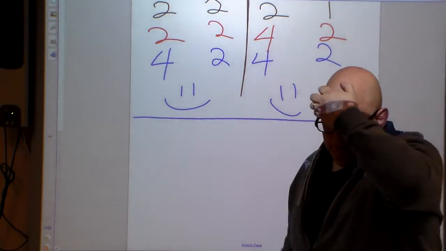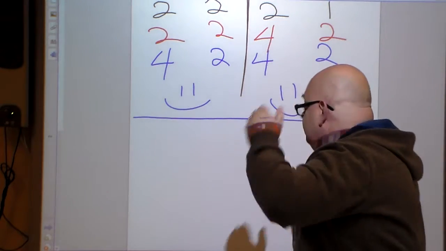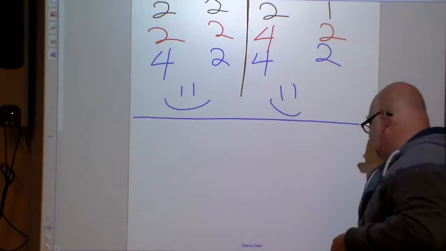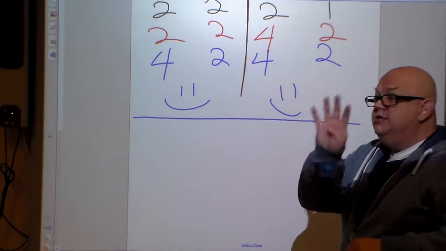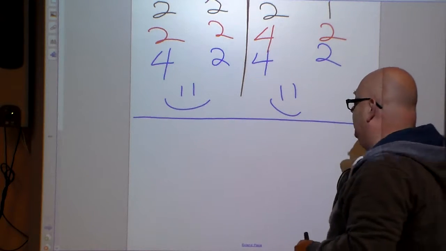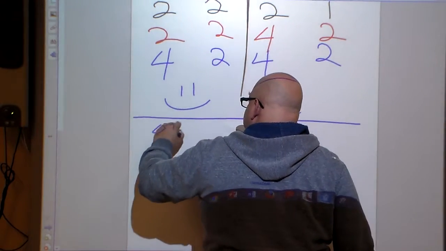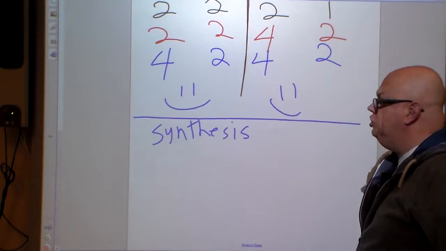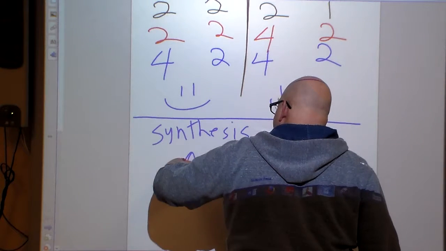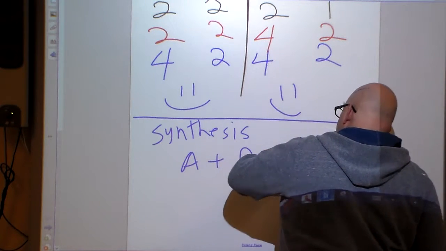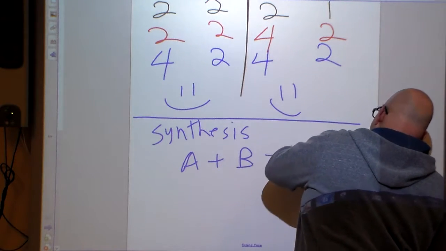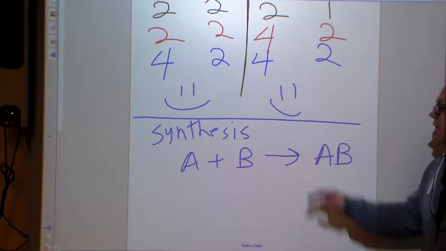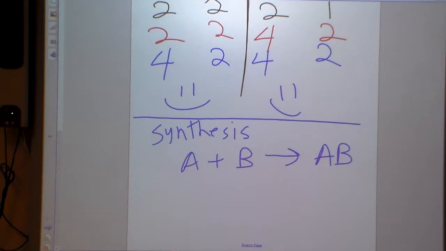Okay? Now, what about some other things to look at? Well, we do have different types of reactions out there. And there's 4 main ones that we have to look at. One is the synthesis. The synthesis reaction, if you think about it, A plus B gets us AB. We're putting something together. This is a synthesis reaction.